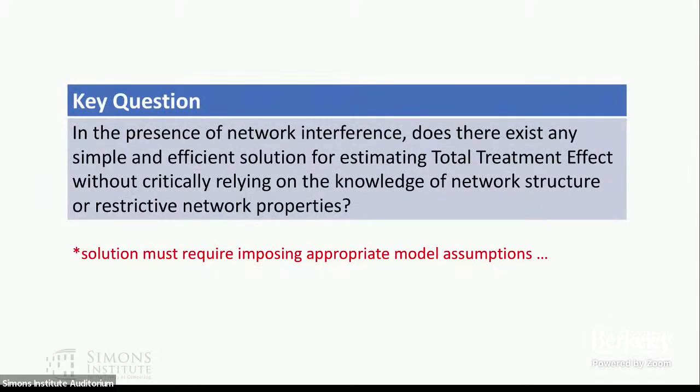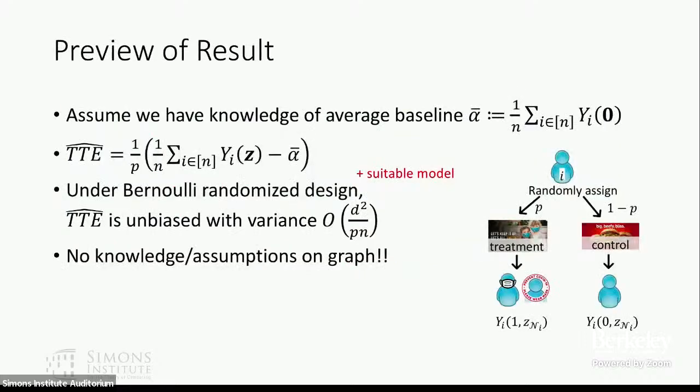So great. Our quick question is: in the presence of network interference, does there exist a simple and efficient solution for estimating total treatment effect that does not critically rely on knowledge of the network structure? However, our solution is going to require imposing some appropriate model assumption. So wait for that. The quick preview of what we're able to show is that there are two parts of our assumptions. The first part is the first line: assume we have knowledge of the average baseline. I'll comment on that in a moment.